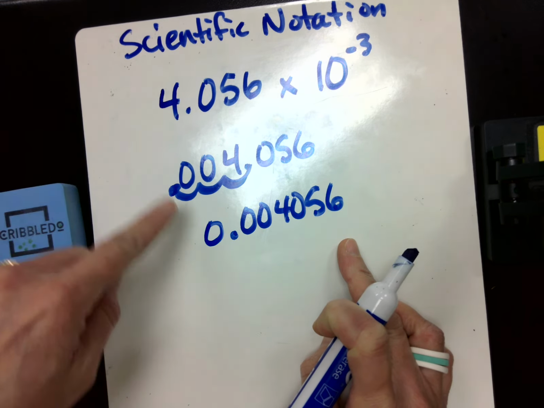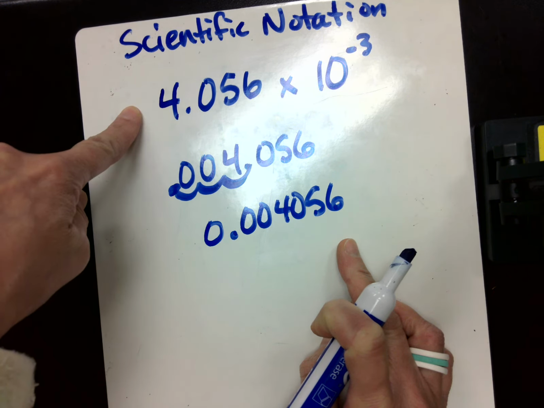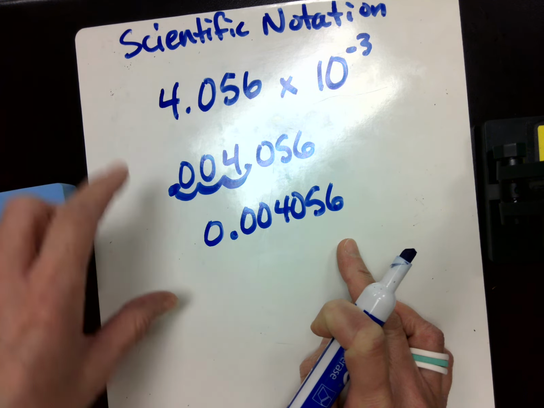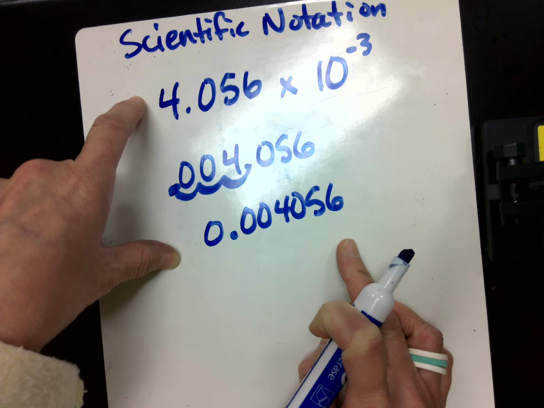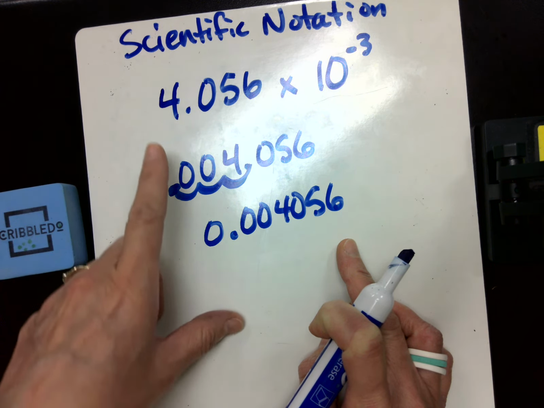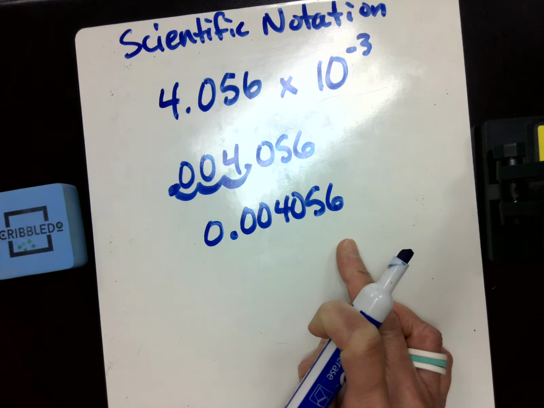So this scientific notation is this number. It means the same thing. So these two things mean the same value. One is written in standard form, one is written in scientific notation. Okay?